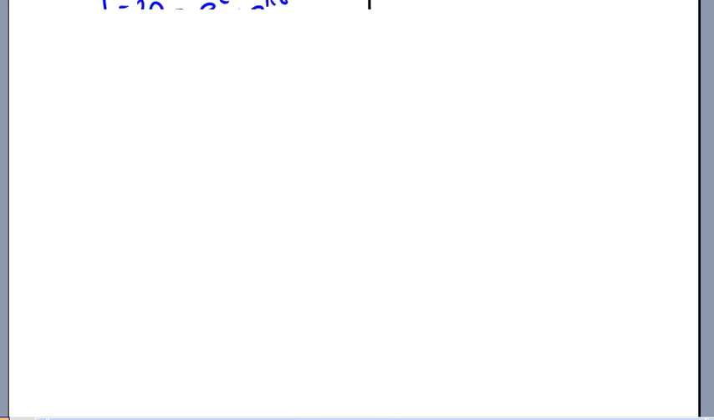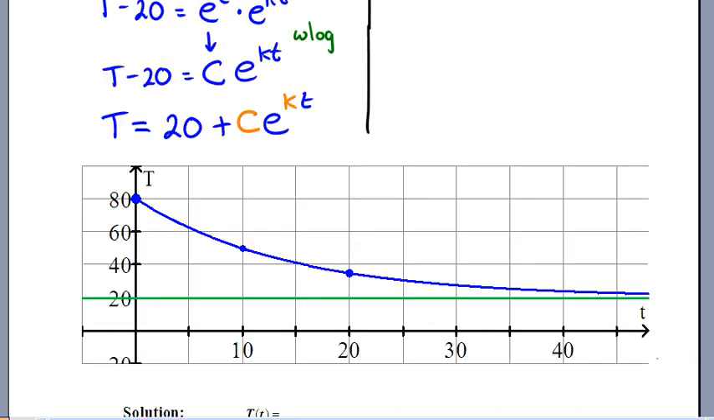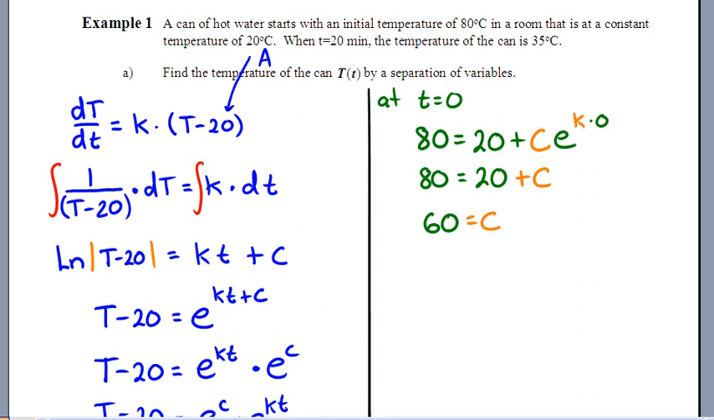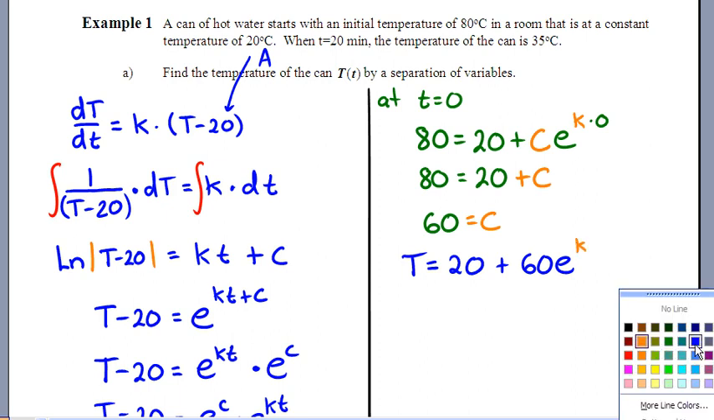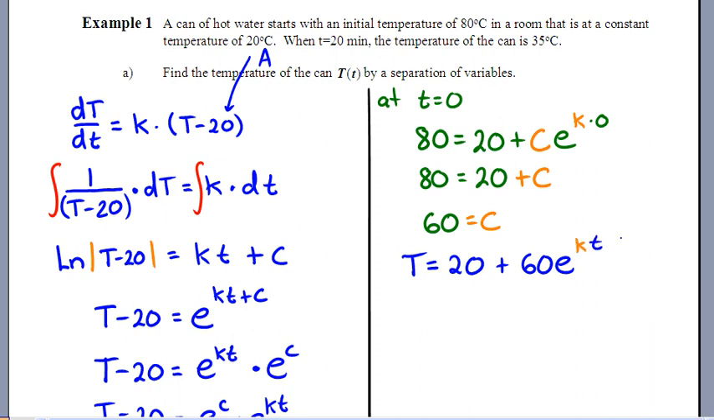I could rewrite this formula now. Instead of saying 20 plus C, how about we say this? We're getting close. The temperature is equal to 20 plus 60 times e to the, okay, there's still one more mystery, that k times t. We're close.